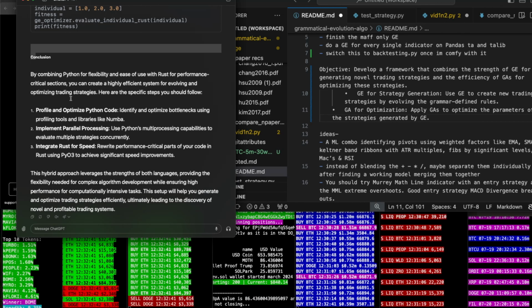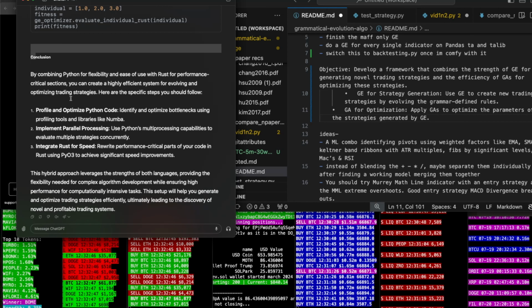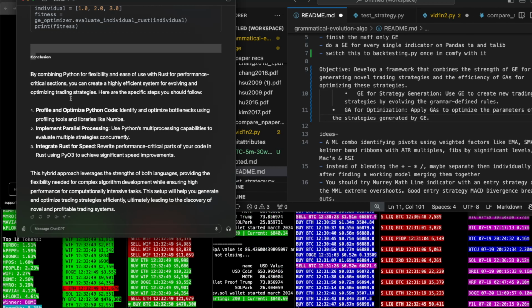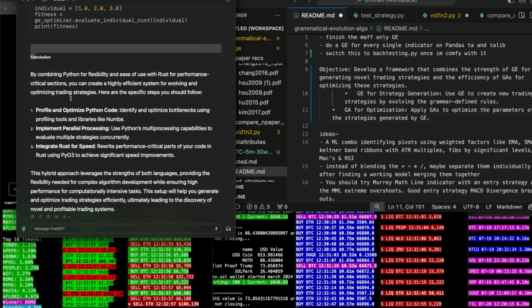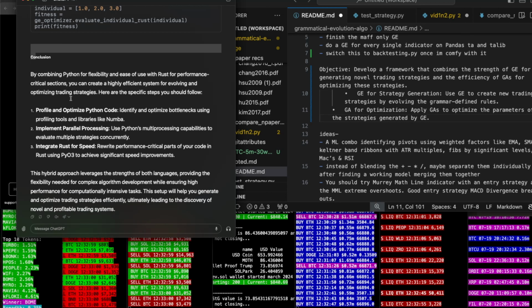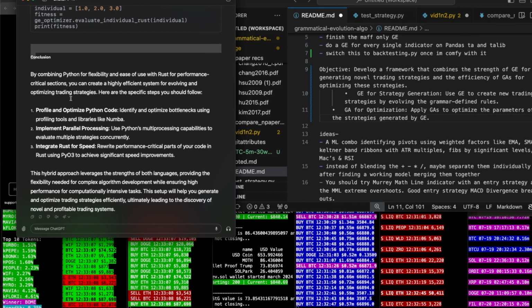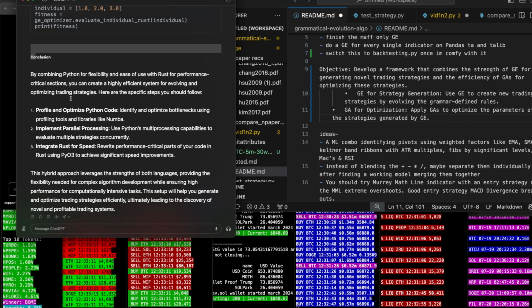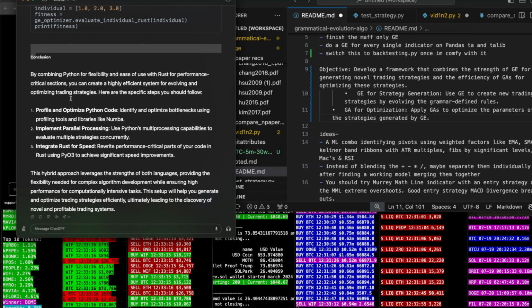Here are the specific steps you should follow. Profile and optimize Python code. Identify and optimize bottlenecks using profiling tools like Numba. Implement parallel processing. Use Python's multiprocessing capabilities to evaluate multiple strategies concurrently. Integrate Rust for speed. Rewrite performance-critical parts of your code in Rust using PyO3 to achieve significant speed improvements. This hybrid approach leverages the strengths of both languages, providing the flexibility needed for complex algorithm development while ensuring high performance.